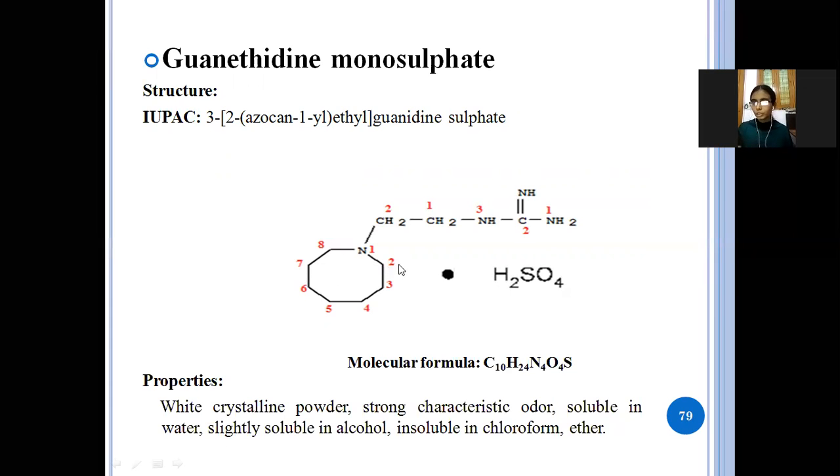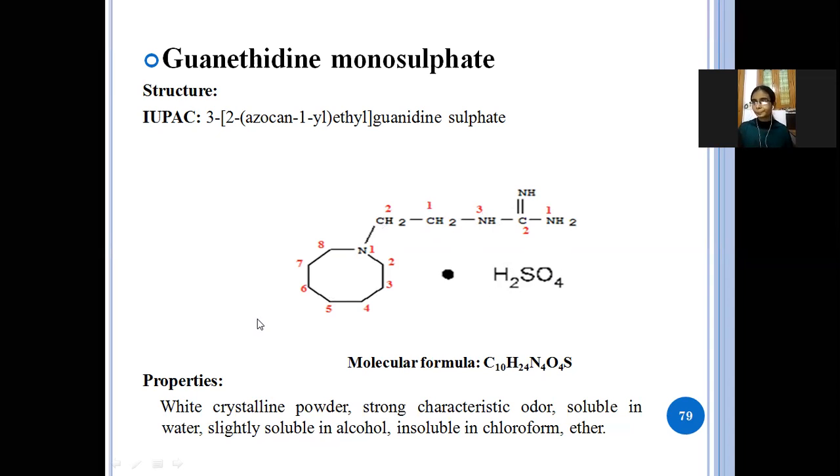1, 2, 3, 4, 5, 6, 7, 8, an 8-membered ring with a nitrogen. This ring is azocane. At the first position it is attached to an ethyl group, which is 2 carbon atoms. Here this is the structure of the guanidine, and this is the sulfate. The ethyl group is at the position, and the azocane is present on it.